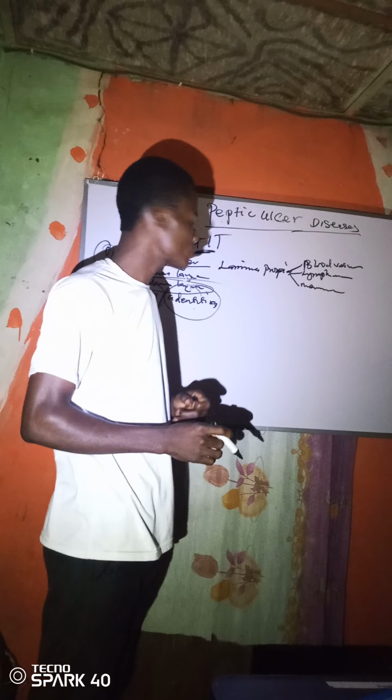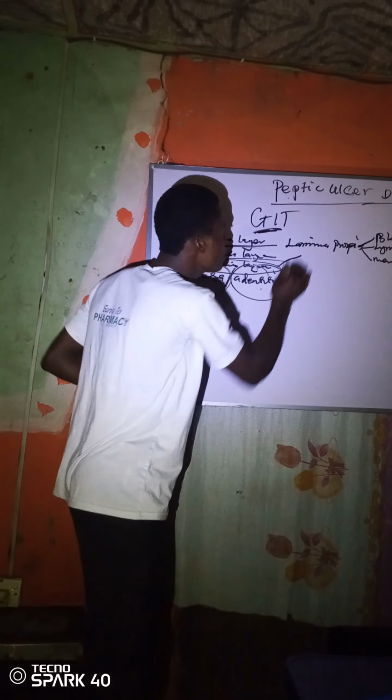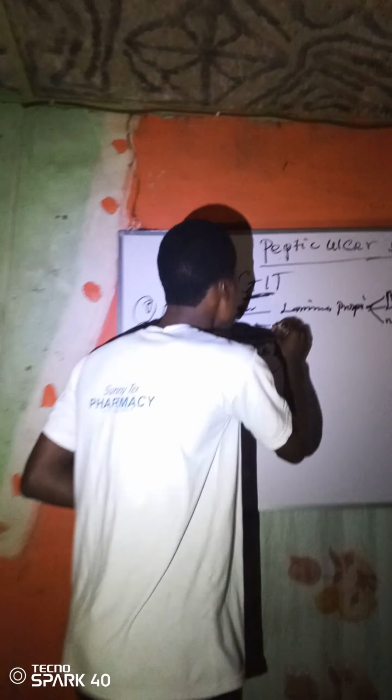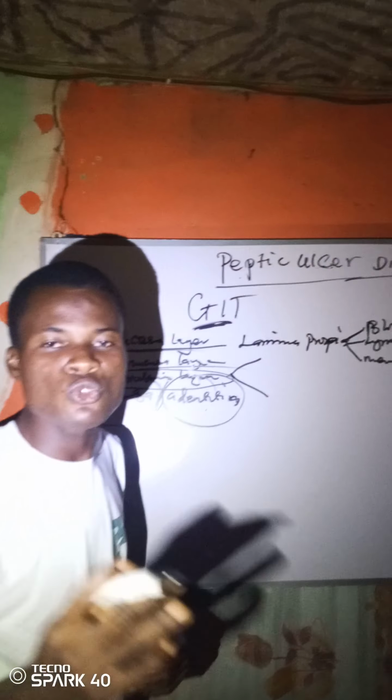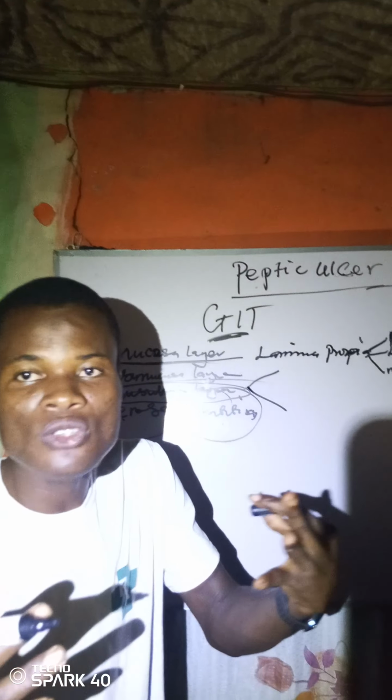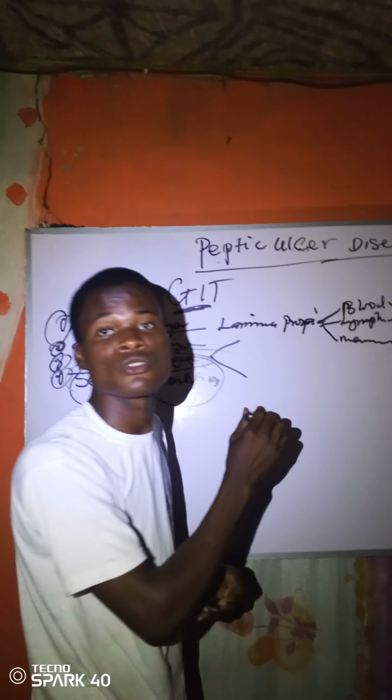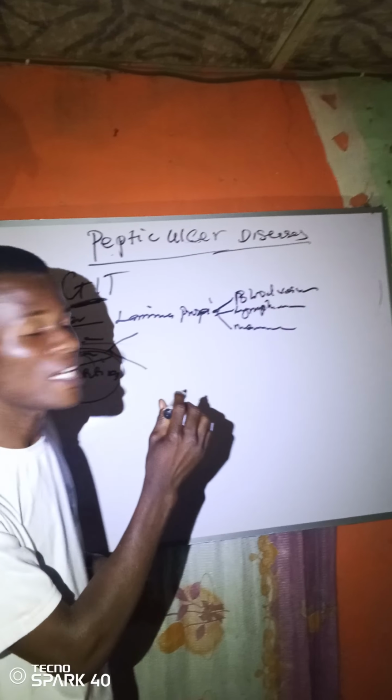Now, the muscularis layer is divided into majorly 2 layers: the circular smooth layer and the longitudinal layer. In between the circular smooth layer and the longitudinal layer, there is a plexus of nerves called the Auerbach's plexus or myenteric plexus.